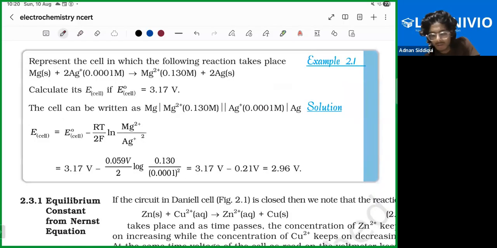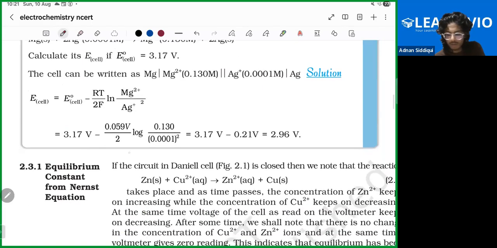Now, can you see this question? Example number 2.1. They are basically asking what? They have given you this reaction and they want you to calculate its E cell. And what they have given is the E naught cell. So what you know is the formula, this is the Nernst equation. You can simply put the values and you will get your answer.